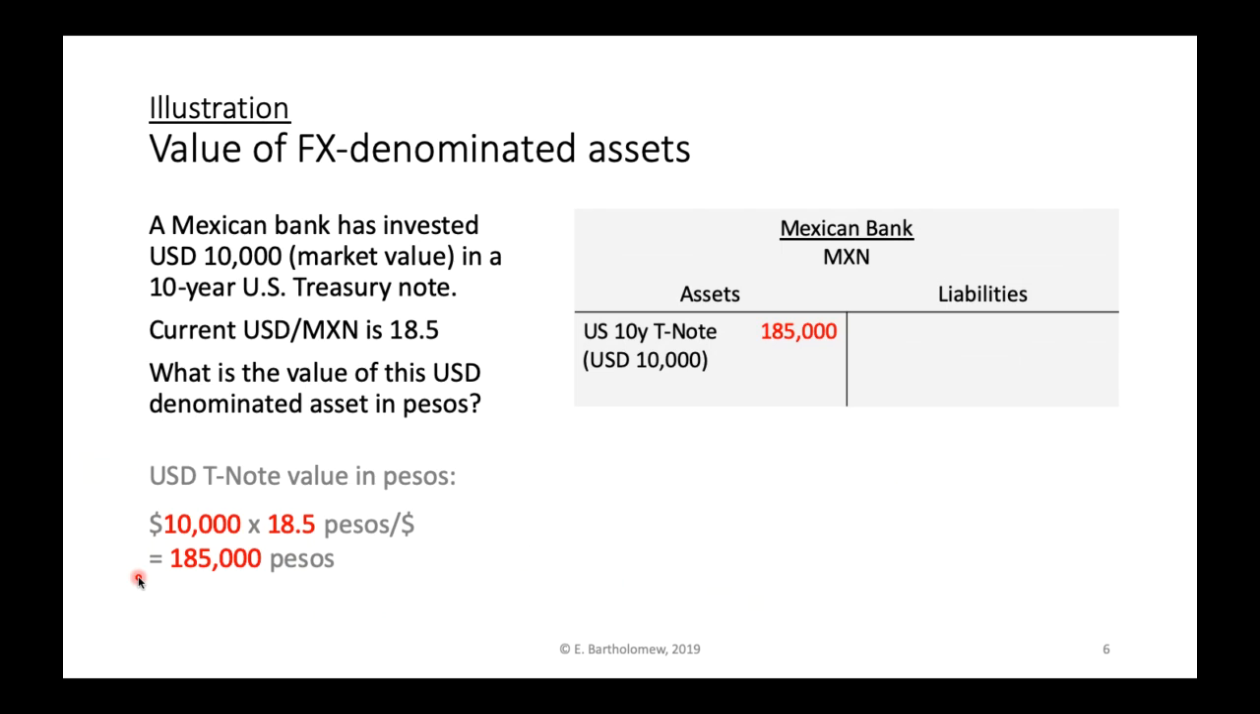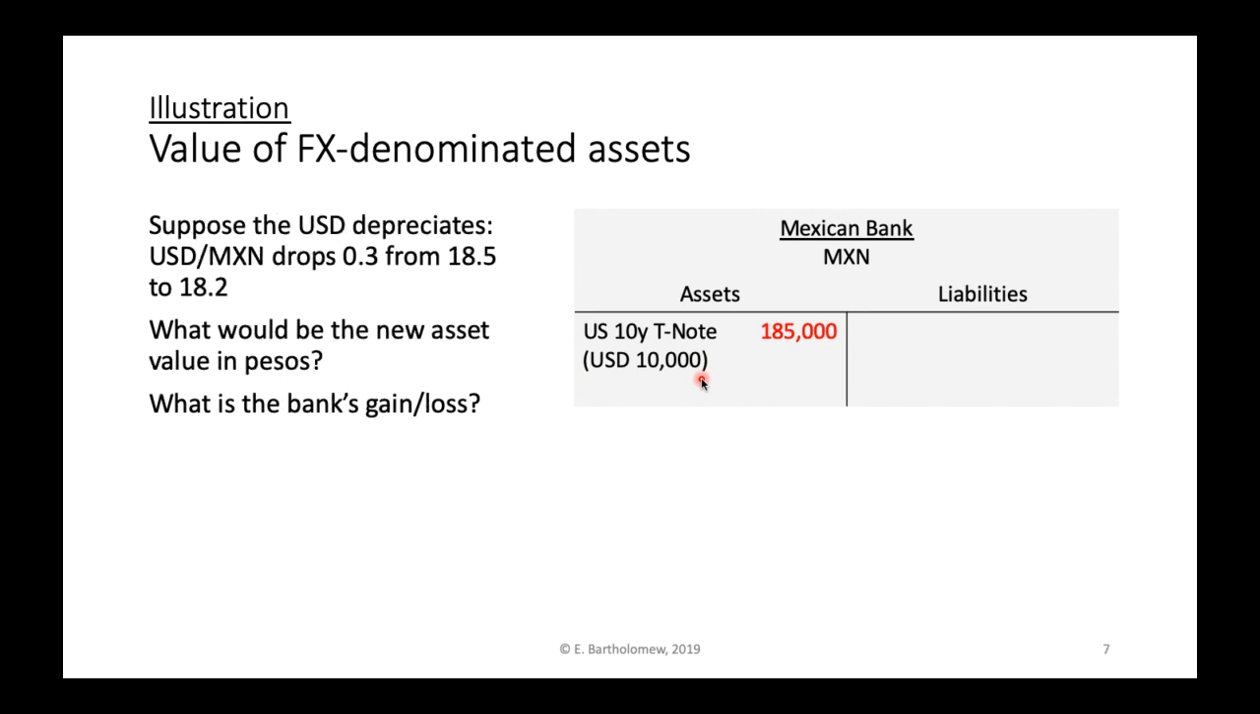And if we were reflecting that on our Mexican bank's balance sheet in their local currency pesos, it would look like this. So we'd see the T note as an asset with an indicated peso value of 185,000 for that $10,000 T note. Now suppose the dollar depreciates. So the dollar peso exchange rate drops 0.3 from 18.5 to 18.2. What would be the new asset value in pesos, and what would be the bank's gain or loss?